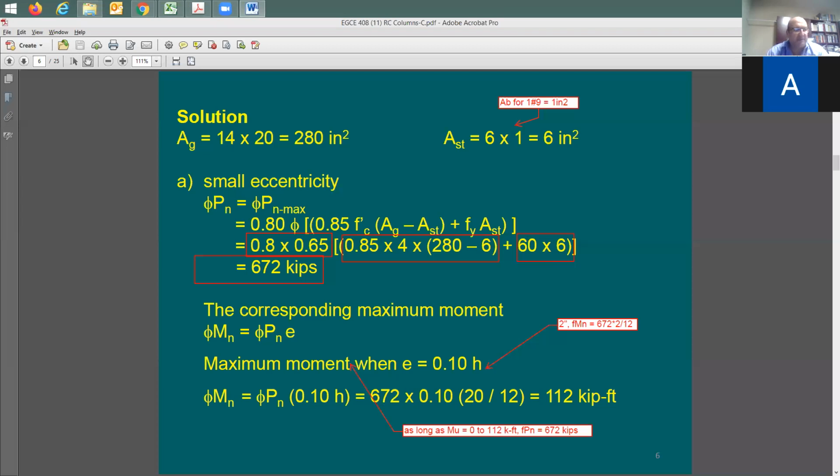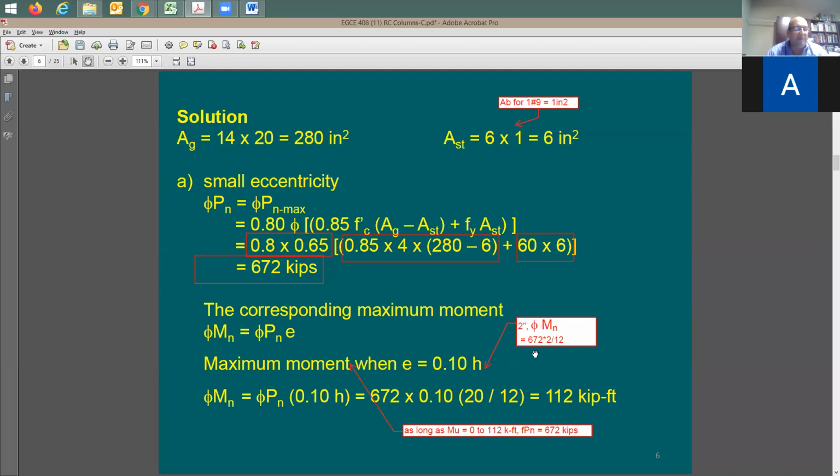The small eccentricity in this case is going to be equal to 10% of, if I may put this here, I'm going to say here, 20 inch for the depth, total depth, 10% of it is going to be equal to 2 inches. And therefore, phi Mn is going to be equal to the axial load, phi Pn, multiplied by 2, which is the eccentricity, divided by 12, to put it in feet. So this moment here, if you like to look at it, is going to be 10% eccentricity of the depth edge, the 20 inches, multiplied by 672, and with that I'm going to have 112 kip-foot as a moment.